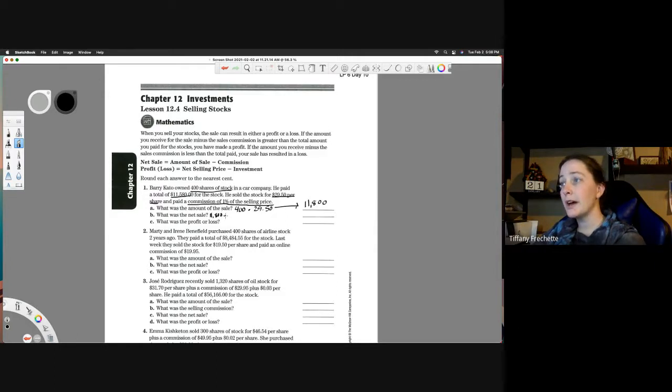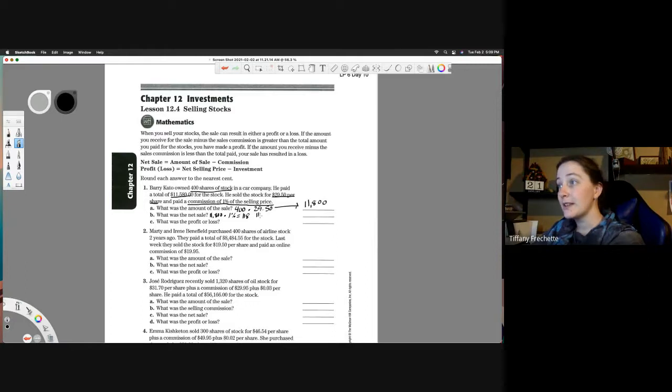We're going to multiply it by 1%. That's going to tell us what our commission was. That's not the answer we're going to write here. That's just going to tell us what the commission was. So when we multiply this, we get $118. So that's how much we have to pay in commission.